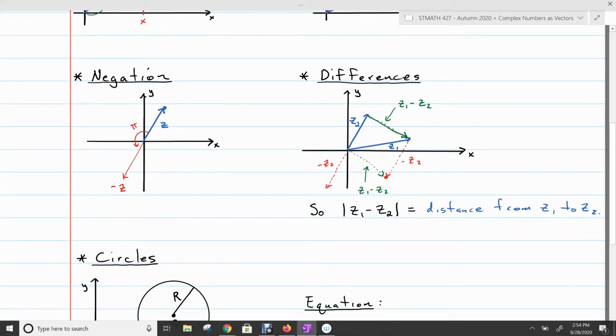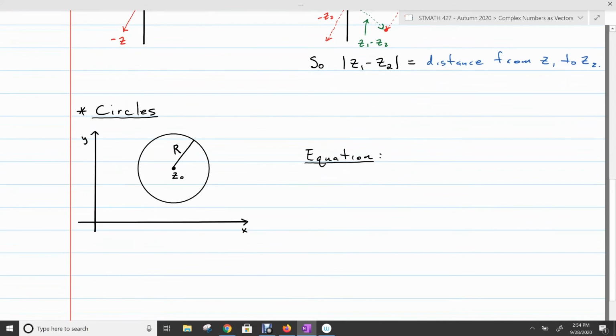We'll take advantage of that property a little later. And, since we're talking about complex numbers forming a plane, we can certainly have curves in the plane, like a circle, for example. You can have parabolas, ellipses, all sorts of things that can easily be described in terms of equations involving complex numbers, which is really cool.